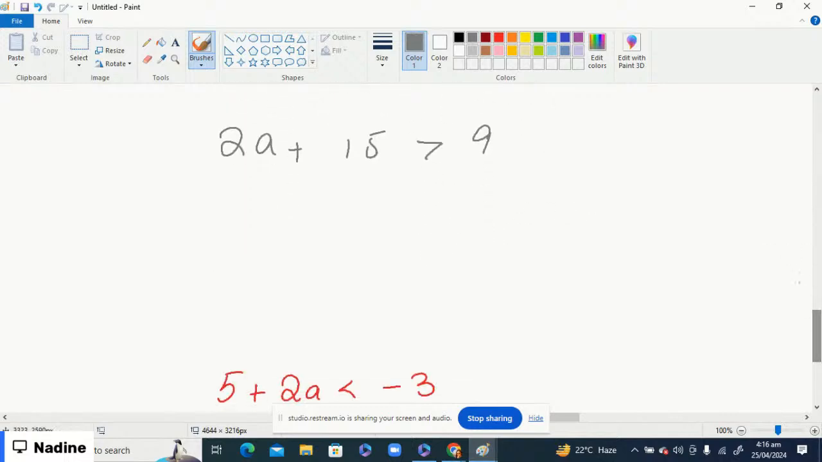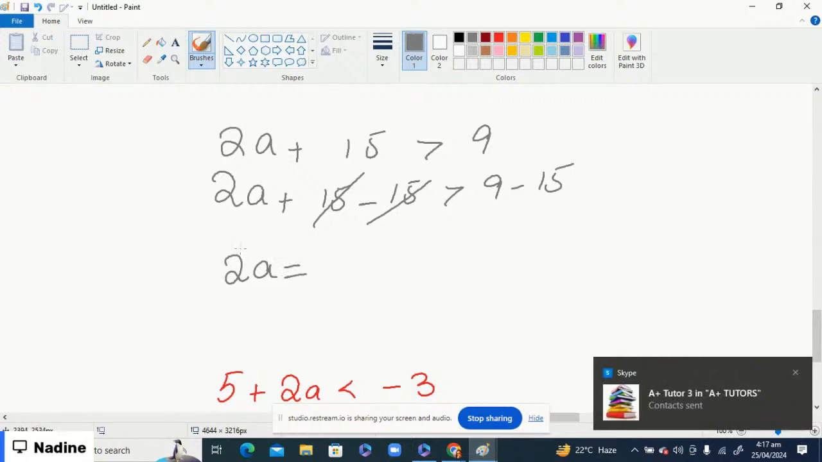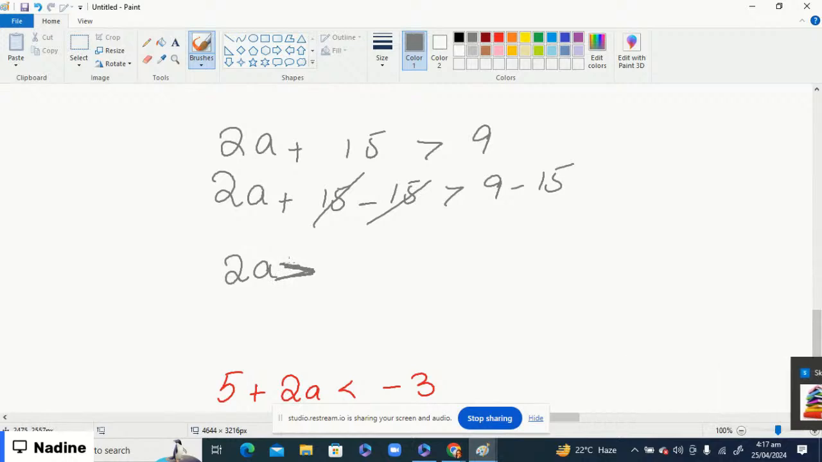Subtracting both sides by 15, this cancels. So 2a is greater than 9 minus 15, which is minus 6. The sign is greater than, not equal. Dividing both sides by 2, so a is greater than minus 3.